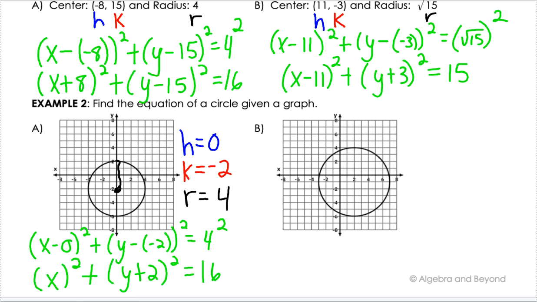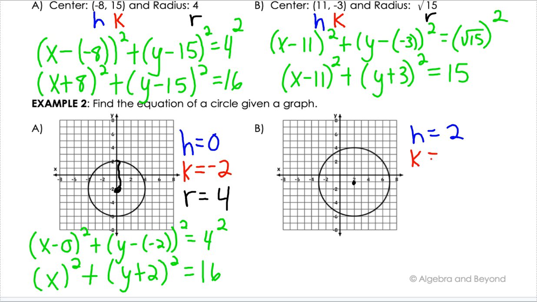Again, that's a special case where we just have the x squared. That just means that the center is at 0. Same thing for this next one. In this next problem, I can see that my center is at 2, negative 1. So for my key points here, h, or the x value of my center, is 2.